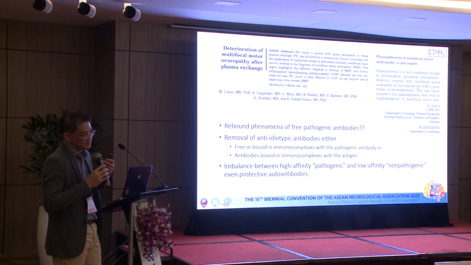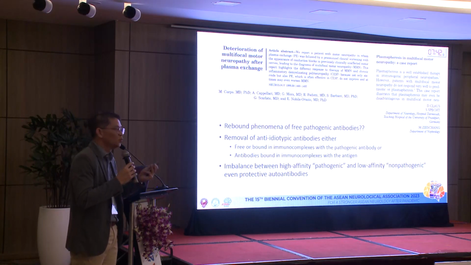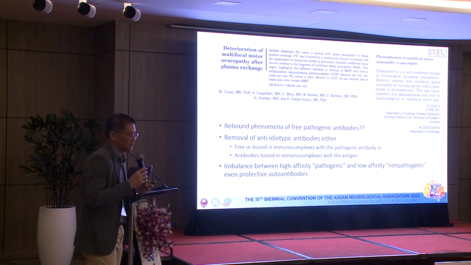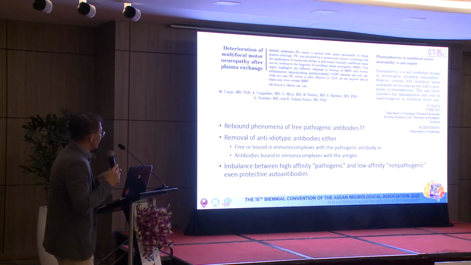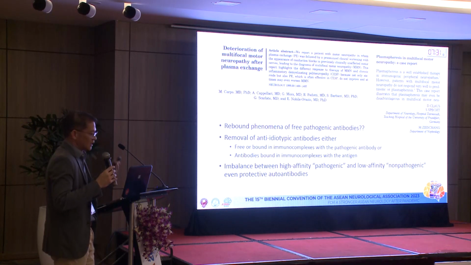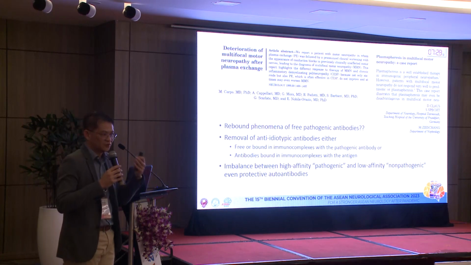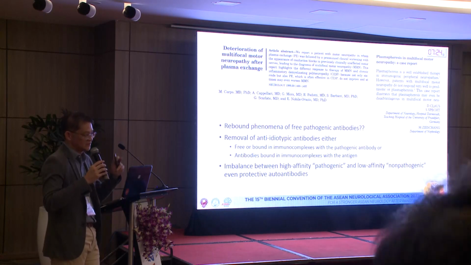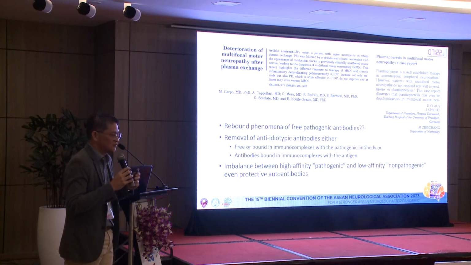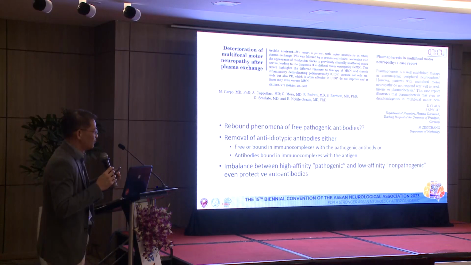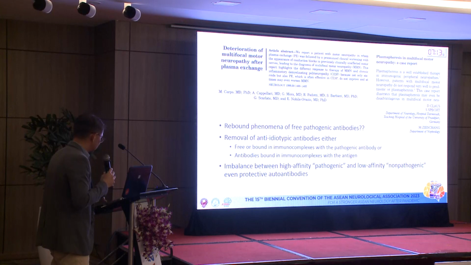In fact, you see paradoxical worsening of the multifocal motor neuropathy with plasma exchange. This is thought to be due to some form of rebound phenomenon where you disturb the balance between the pathogenic and the non-pathogenic antibody, where you probably also remove the non-pathogenic antibody that could be protective, and for that reason it causes paradoxical worsening. But this is just a theory, where no one actually knows the real reason.